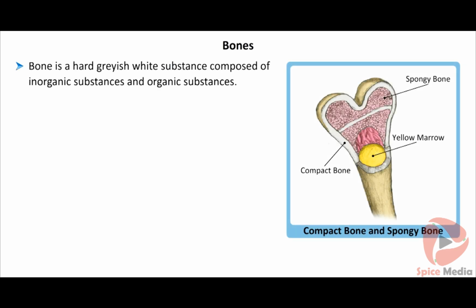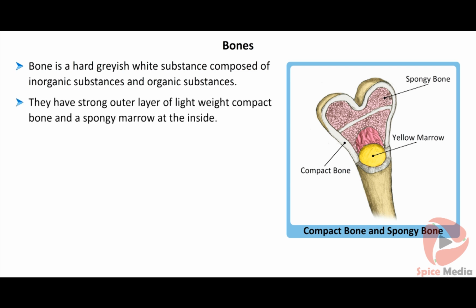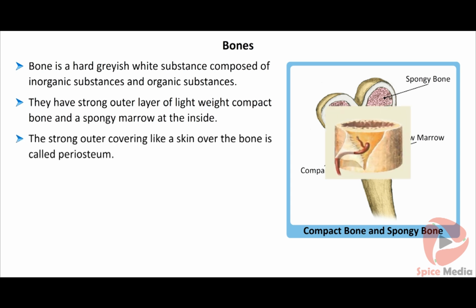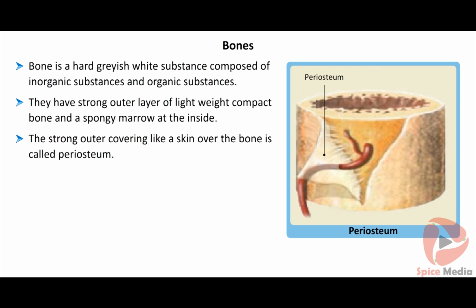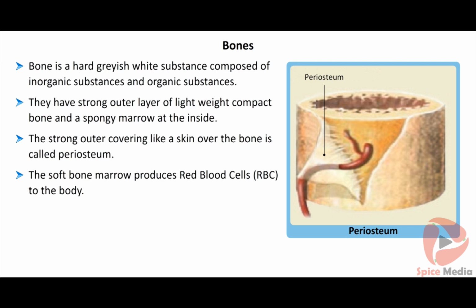Bone is a hard grayish-white substance composed of 2/3 of inorganic substances like phosphate and calcium, and 1/3 of organic substances. Though they are hard in appearance, they are not solid. They have a strong outer layer of lightweight, compact bone and a spongy marrow on the inside. The strong outer covering like a skin over the bone is called periosteum. The soft bone marrow produces red blood cells, RBC, for the body.